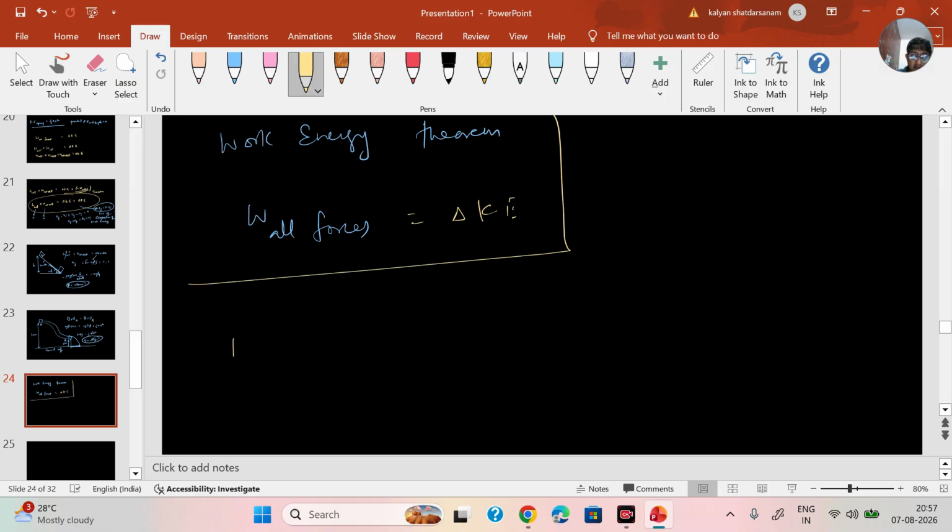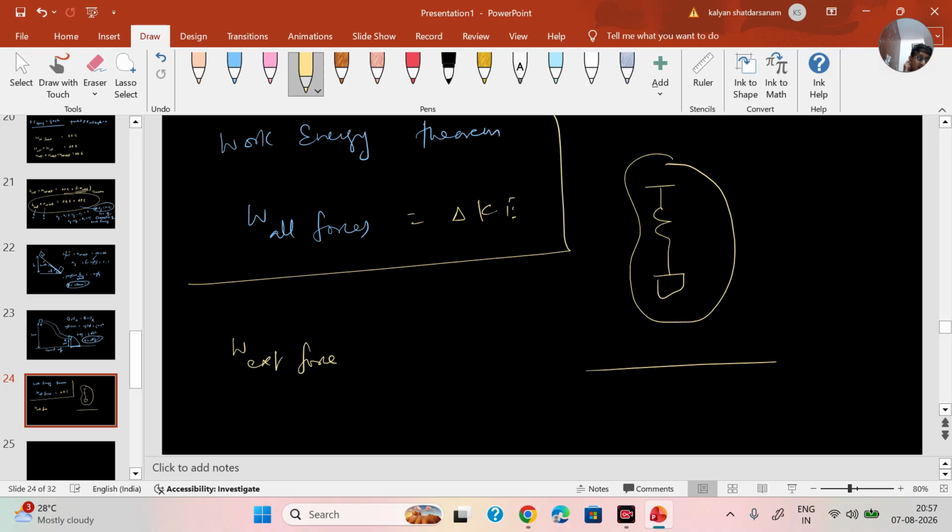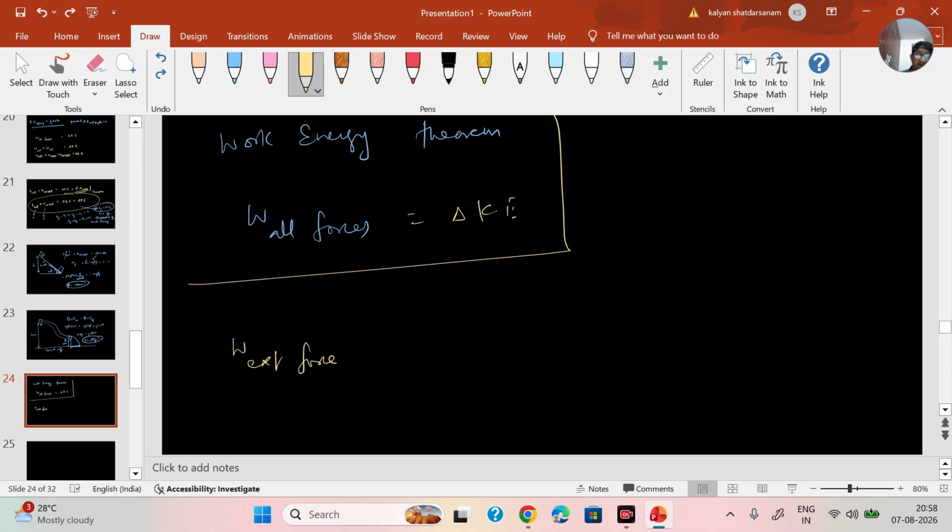Or you can use work done by external force. What is external? First you must choose your system. Suppose there was a problem where there is a spring, there is a block, and there is earth. Suppose you say spring and block are my system. Then spring force will be internal conservative, but gravity will be external. If you take spring, block and earth as your system, then spring is also internal, gravity is also internal. So you should know what your system is first. You should define your system.